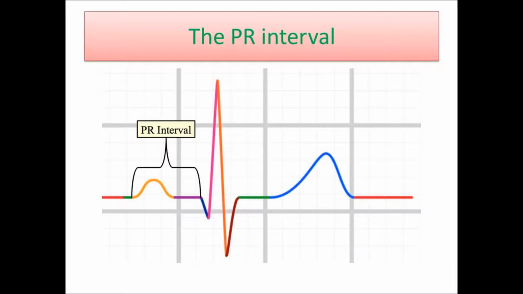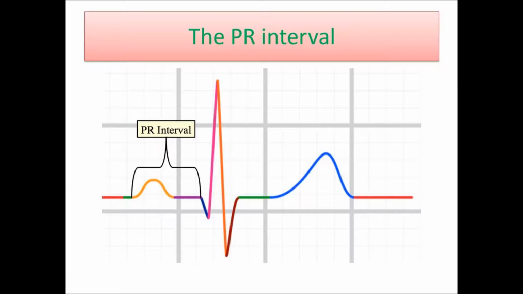In this picture, we see the PR interval. As I said in the previous video, an interval is the period from the beginning of one wave to the beginning of a second wave. This is the PR interval, and the PR interval represents the atrial depolarization plus the slowing in the AV node. Normally, this interval should be from 3 small squares to 5 small squares, i.e. from 0.12 seconds to 0.2 seconds.